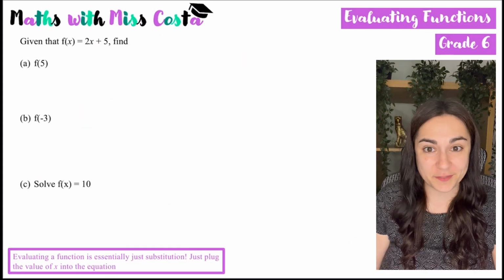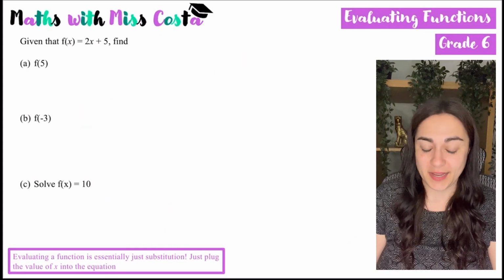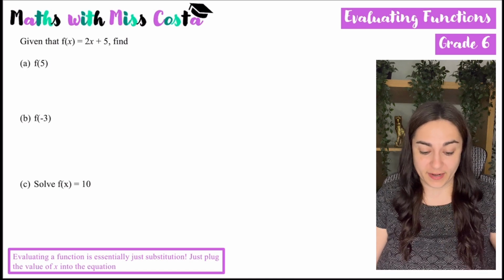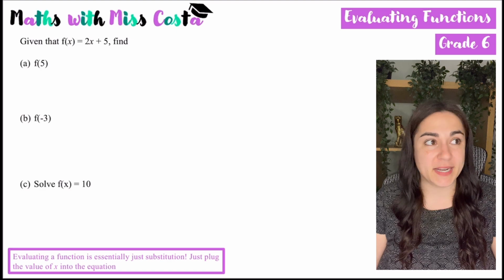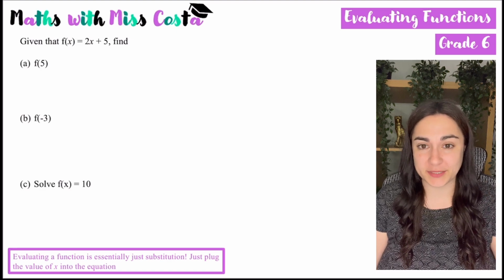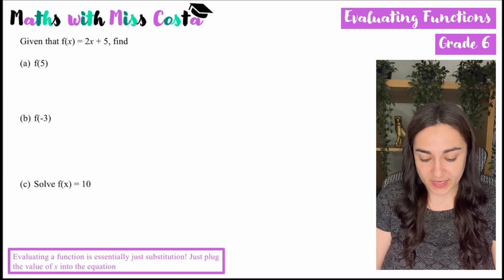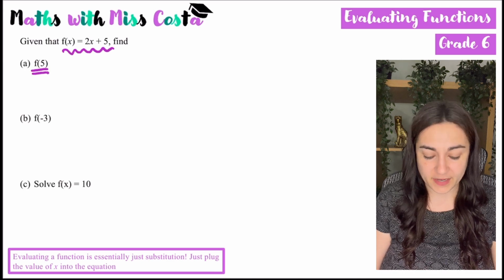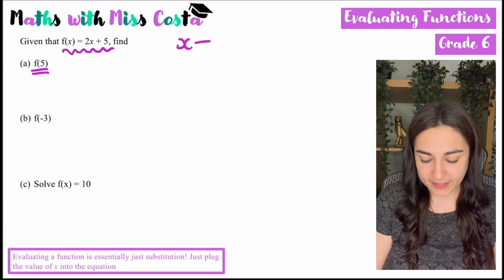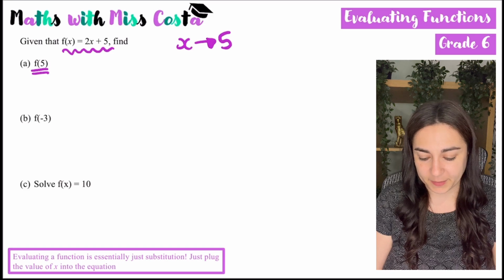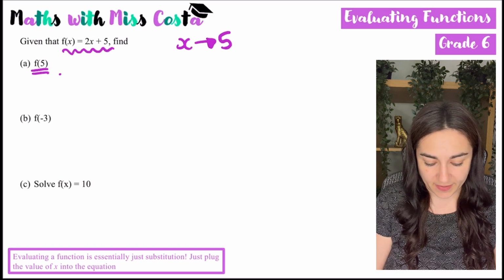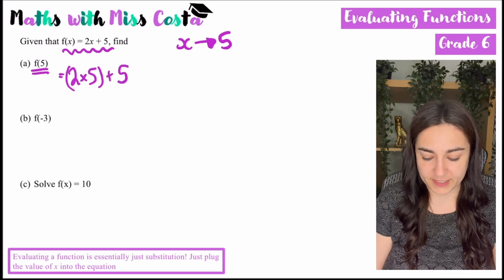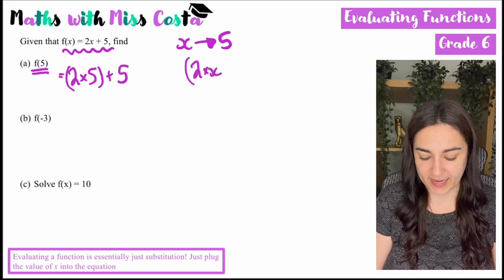Okay, so evaluating functions is actually very simple. If you see this, even if it's one of the last questions on the paper, if it just says find f of 5 or g of minus 7 or whatever, all you're doing is substituting that value into the function. So given that f of x is 2x plus 5, find f of 5. Wherever I see an x, I replace it and substitute it with a 5. So that would be 2 times 5 plus 5, because 2x means 2 times x.